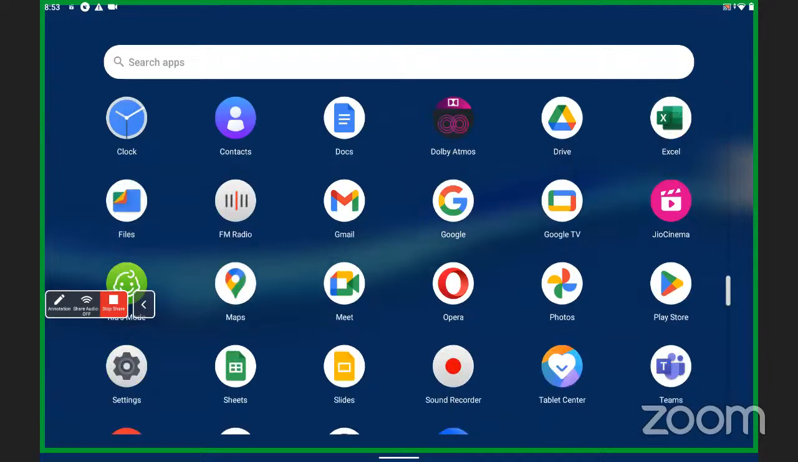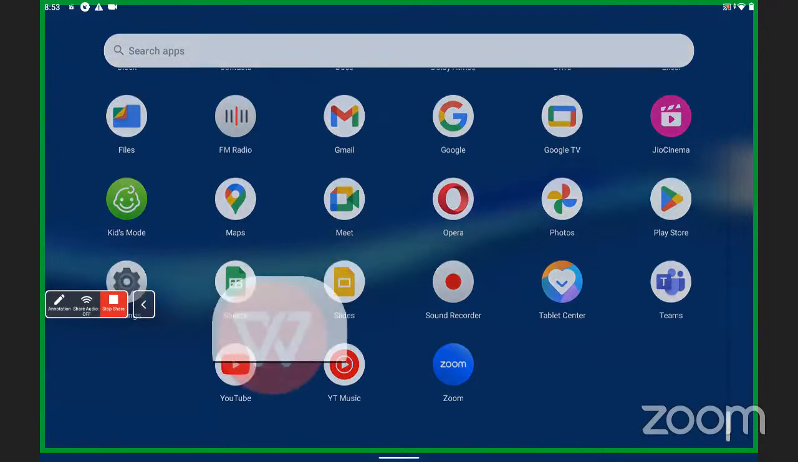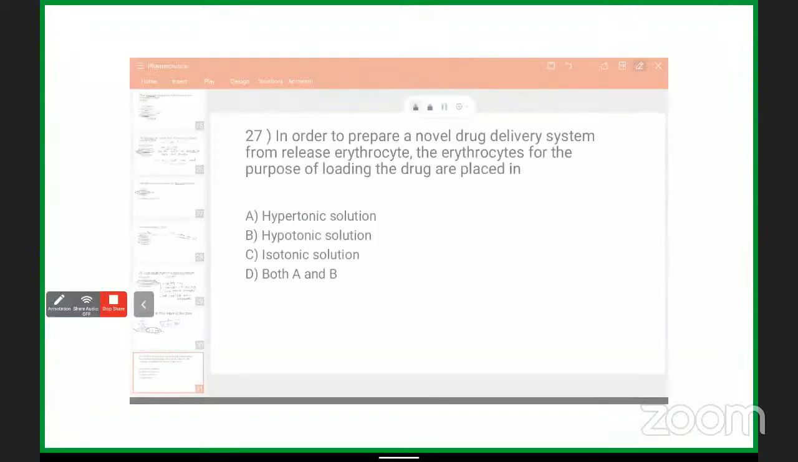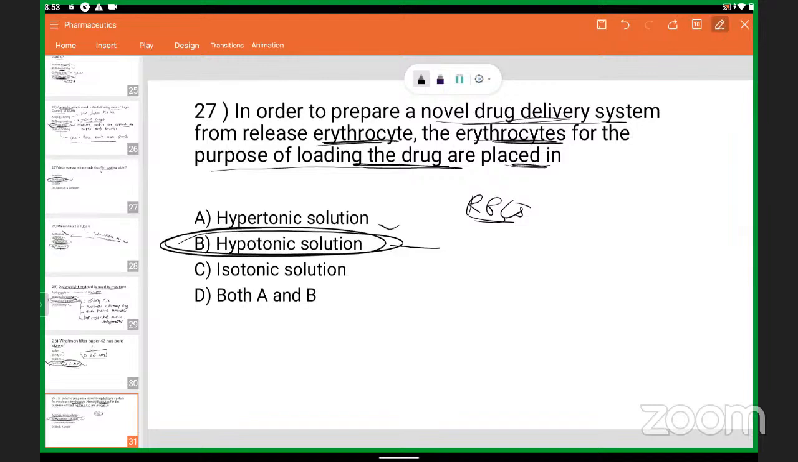Yes, in order to prepare the novel drug delivery system from the erythrocytes. Erythrocytes are nothing but the RBCs. The erythrocytes for the purpose of loading the drug are placed in hypertonic, hypotonic or isotonic, and option B, hypotonic, is what we use. Why are we using the hypotonic?